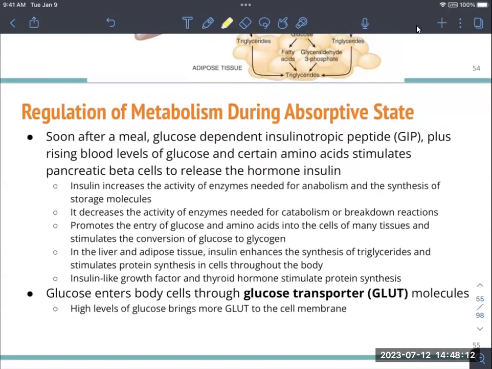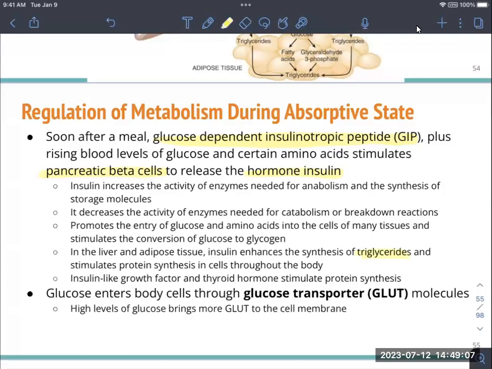So after a meal, glucose-dependent insulinotropic peptide and rising blood glucose levels and certain amino acids stimulate the pancreatic beta cells to release insulin. Insulin is used to increase the activity of enzymes that make different storage materials. So it decreases the enzymes that are used to break something down, and it promotes making glycogen. It's also going to promote the storage of lipids and the synthesis of triglycerides.